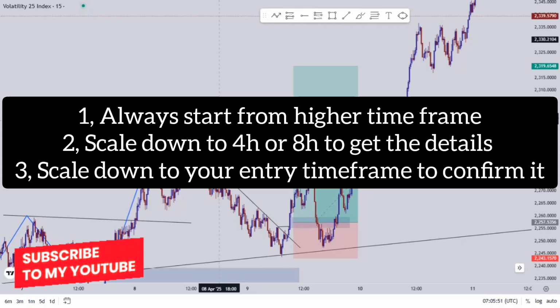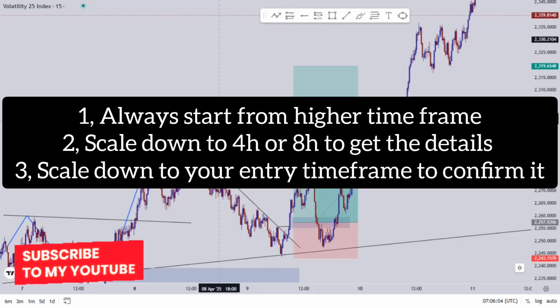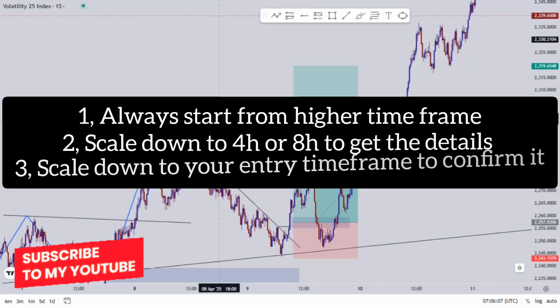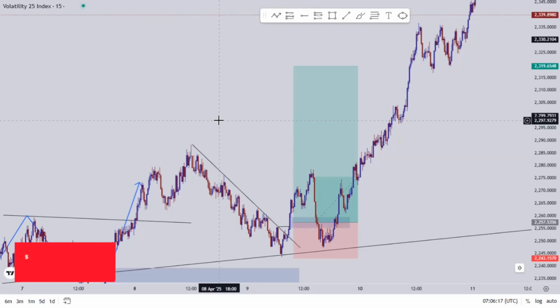Once it is in alignment with the higher time frame, you can now scale down to the entry time frame and read the structure on the entry time frame, for it to be in alignment or agreement with the overall higher time frame. This is the only way you can trade any forex strategy profitably in the market.